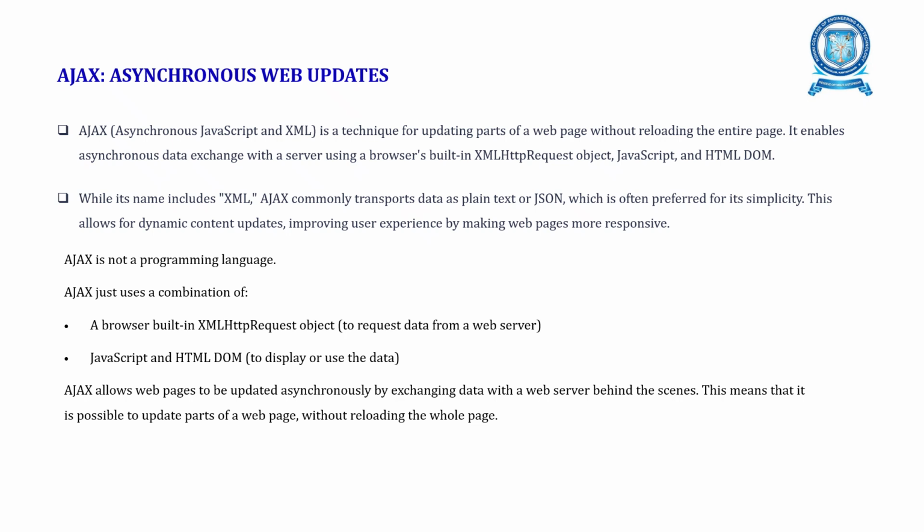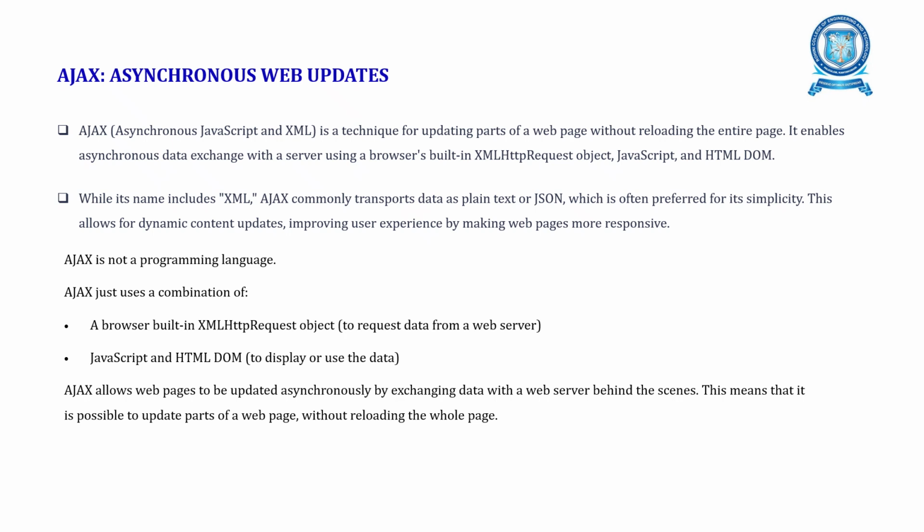AJAX, Asynchronous JavaScript and XML, is a technique used for updating parts of a web page without reloading the entire page. It enables asynchronous data exchange with a server using the browser's built-in XMLHttpRequest object, JavaScript and HTML DOM. While its name includes XML, Ajax commonly transports data as plain text or JSON, which is often preferred for its simplicity. This allows for dynamic content updates, improving user experience by making web pages more responsive.